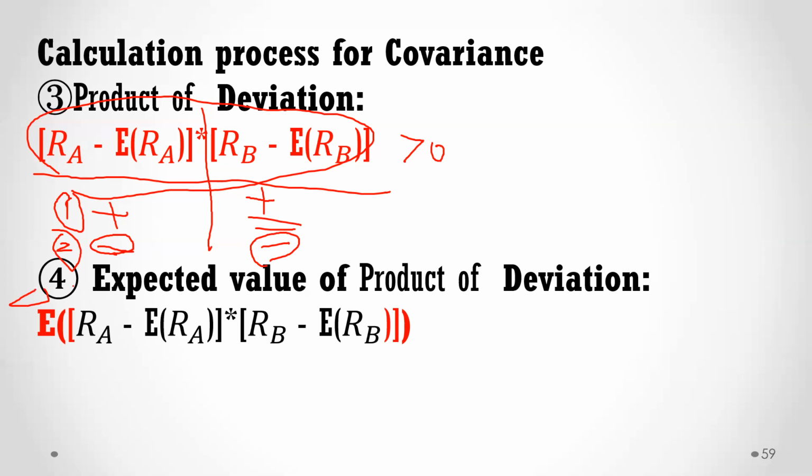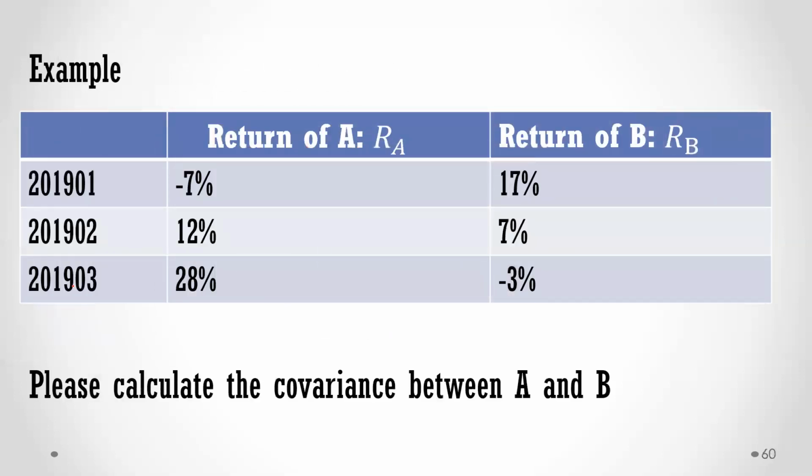But maybe you are still unclear, so let's go to the example. We want to know the correlation, or the co-movement, between two stars A and B. So we collect the past 3 months of data. For example, in January, the realized return for A is -7%. For B, in the same month, it is 70%. And for February, A is 12%, and B is 7%.